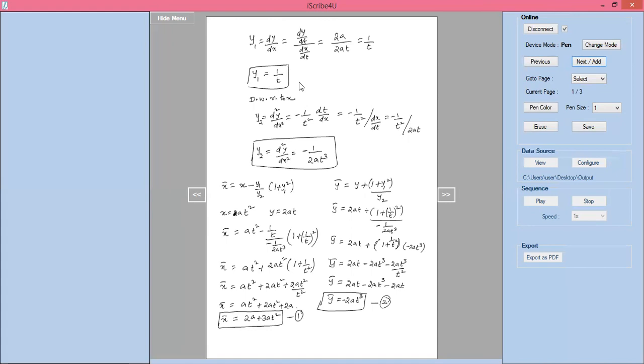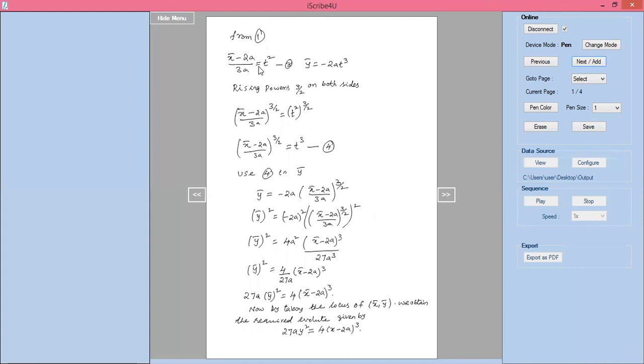Next, we simplify using the formulas for x bar and y bar. I substituted and simplified, and we get the x bar value and y bar value. Once we get x bar and y bar, I have to eliminate the t value. How do we eliminate t? I consider the two equations as equation 1 and equation 2. From equation 1, I simplified and found the t square value. The y bar equation I kept as it is. In the t square equation, since t cube is needed, I raise powers 3 by 2 on both sides.